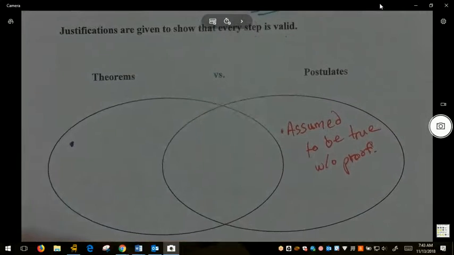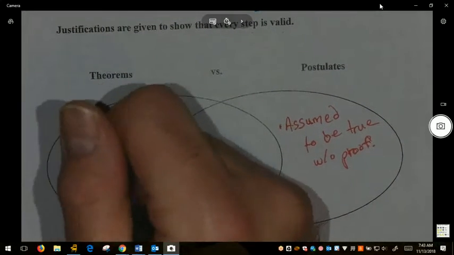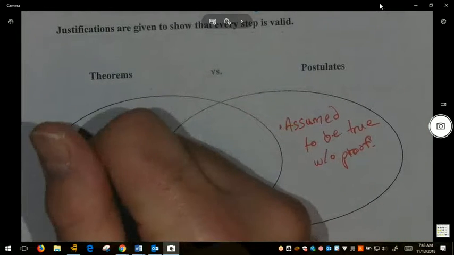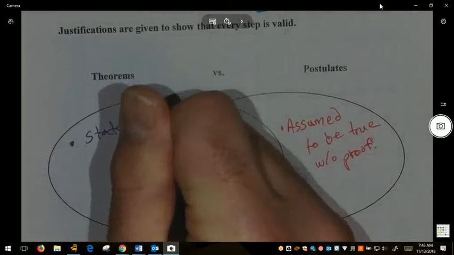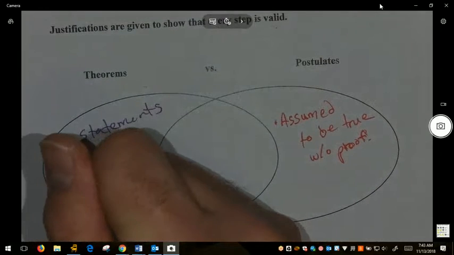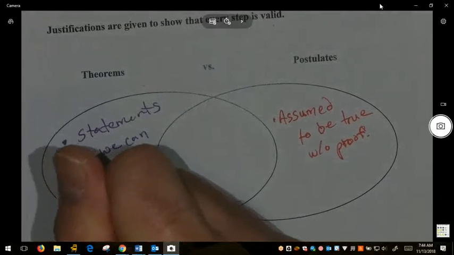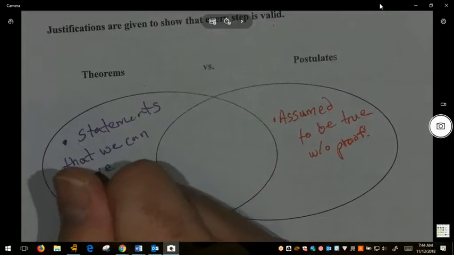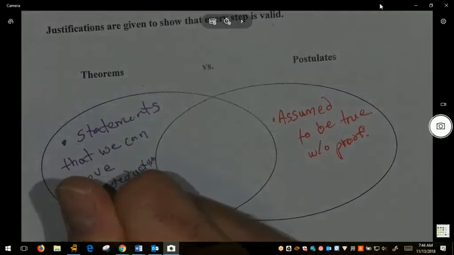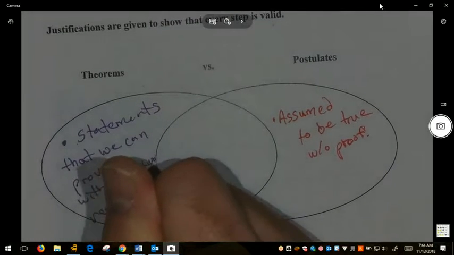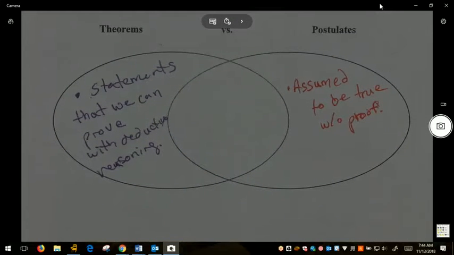So theorems are usually conditional sentences, but not always. So if-then statements. I'm just going to put statements that we can prove with deductive reasoning. They're not necessarily assumed to be true.